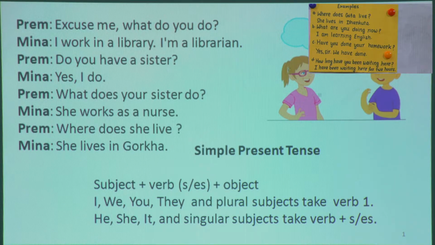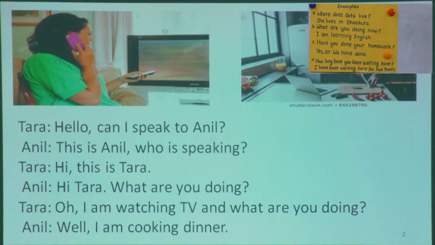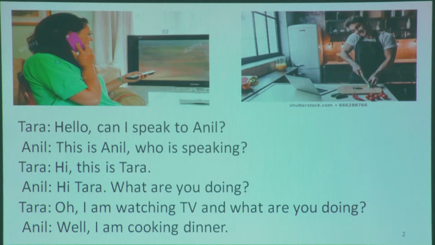Okay? Now, let's learn another dialogue. Okay? Here you can see two people. One is speaking on the cell phone, right? And another is working in the kitchen and using the cell phone. You may not guess this, but both of them are using the cell phone. They are talking on the phone. All right? So, Tara and Anil.